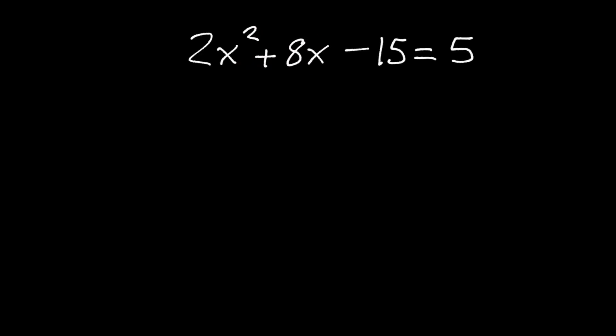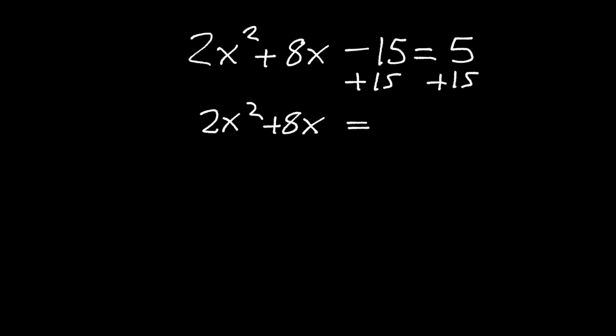And to start off, we are going to make our x terms, the 2x squared plus 8x, the only pieces of math we have on the left side. We're going to get rid of the minus 15. So let's start by adding 15 to both sides. And we have now 2x squared plus 8x equals 20.